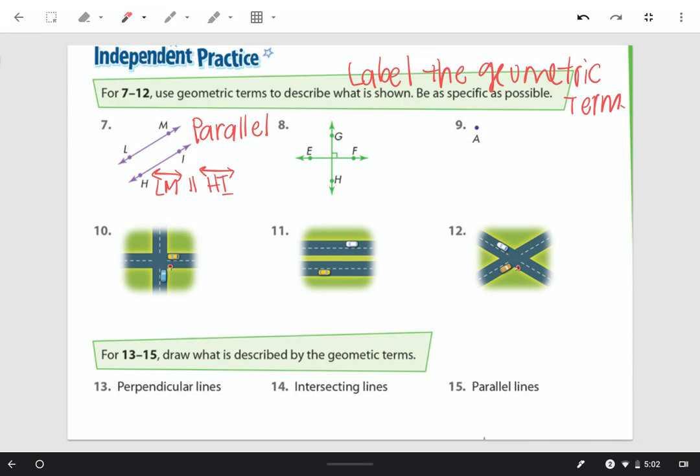I have line GH and line EF. And down in the corner here, I see a square. What does that square tell me? That tells me it's a right angle. So I know that these lines cross paths. So that means that they're intersecting lines. But we have to be as specific as possible. I know that there's a very specific type of intersecting line that creates a right angle. And that is perpendicular.